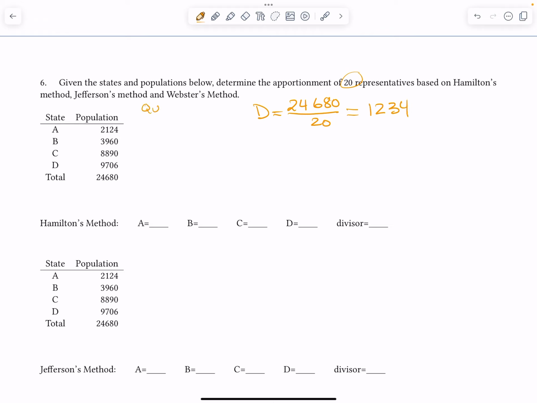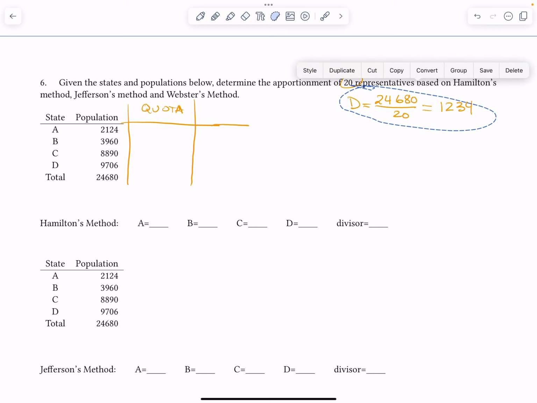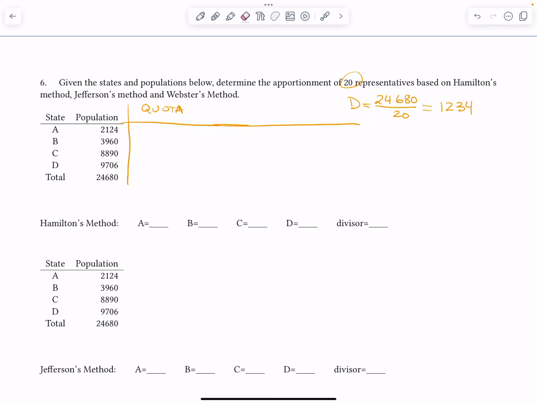And then you're going to compute the quotas. I'm going to just put it in a little column here next to this. And just to demonstrate this once, I need to make some room, I just realized. Let's do this, there. So to compute the quotas, we're going to do 2124 divided by the divisor, 1234.